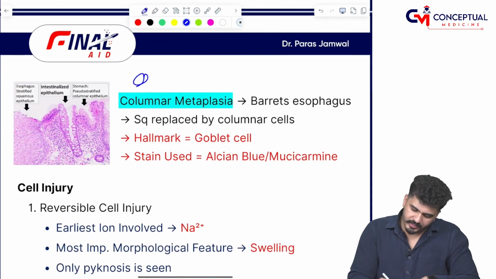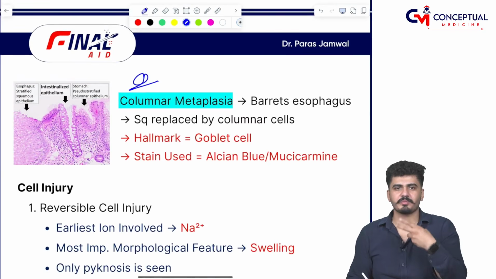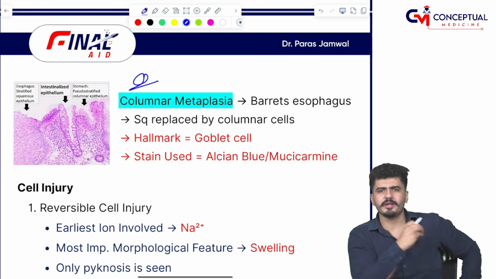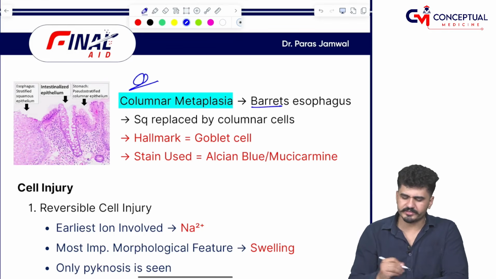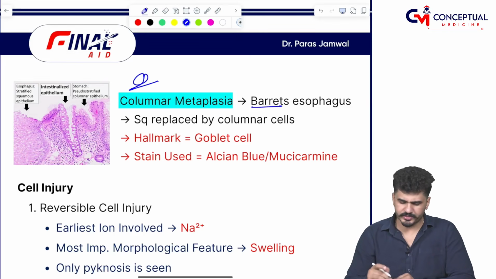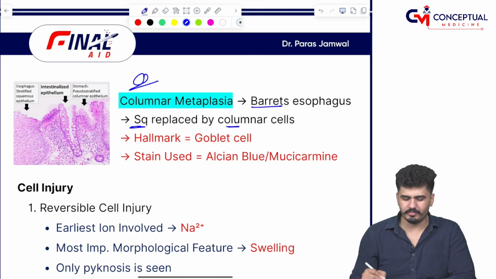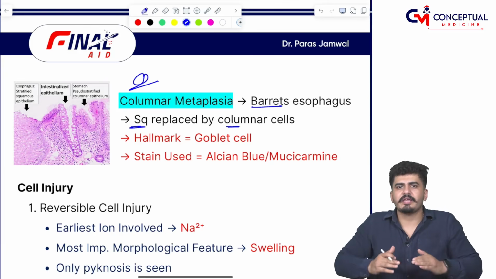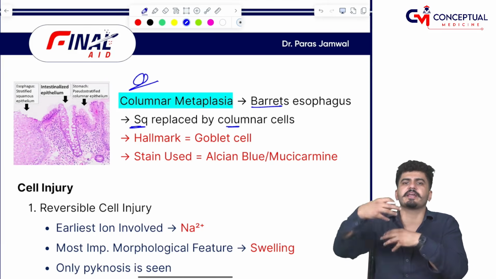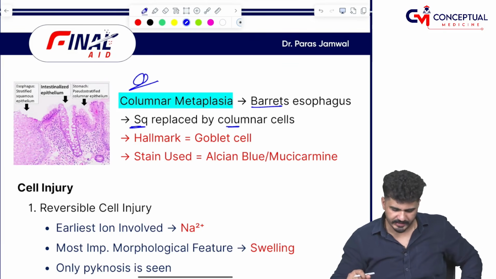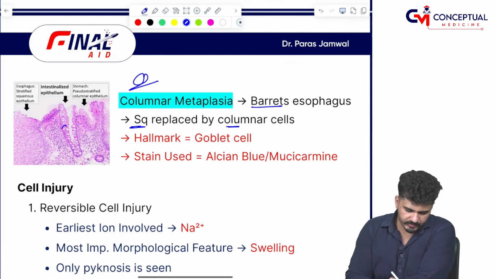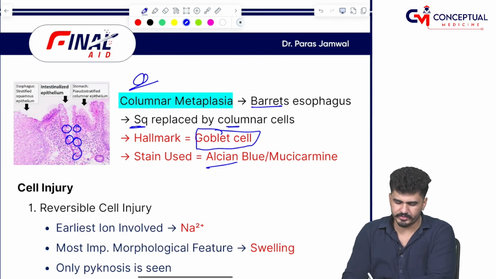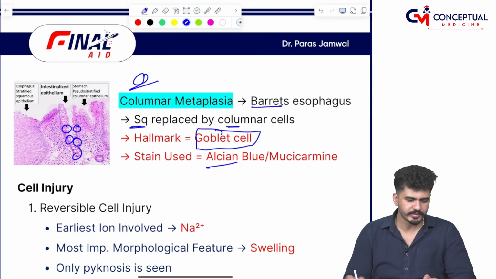Then columnar metaplasia, another example. Squamous metaplasia is happening inside the lungs of cigarette smokers. This is columnar metaplasia. Sir, we will see this in Barrett's esophagus. Squamous is replaced by columnar in Barrett's esophagus. The esophageal lining, upper 2/3 is the squamous lining. When metaplasia happens here, intestinal columnar cells are replacing them. And what is the hallmark? The hallmark is the goblet cell. And which stain do we use? Alcian blue and mucicarmine stain we use here.